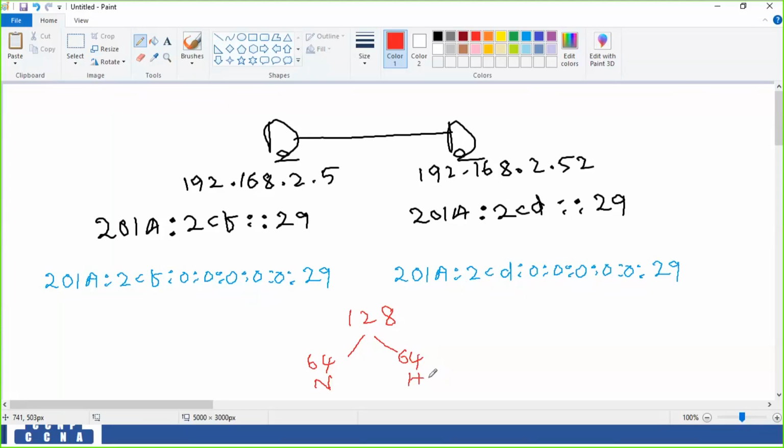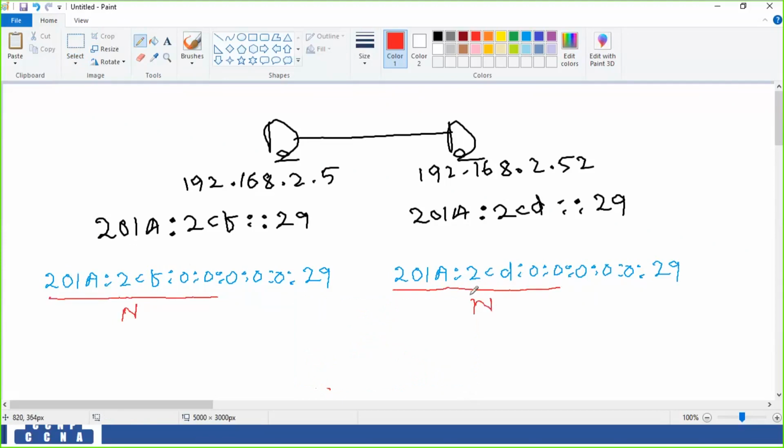There are no classifications like Class A, first octet, Class B, 2 octets, Class C. Not like that. Out of 128, first 64 bits are the network portion, second 64 bits are the host portion. So first 64 bits means how many fields? How many quartets? 4. So the first 4 are 201A, 2CF, colon 0, colon 0. Till here it is the network portion. For the neighbor computer, 201A, colon 2CD, colon 0, colon 0 is the network portion.